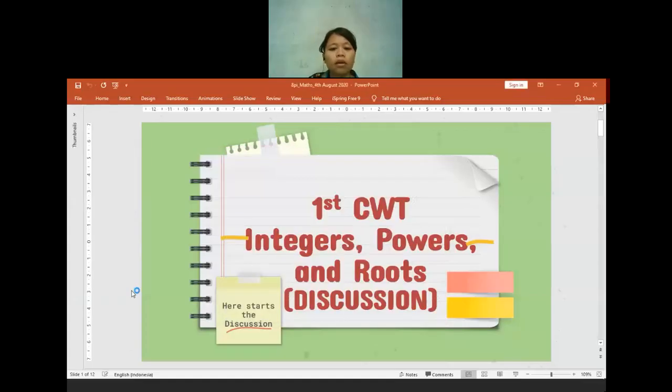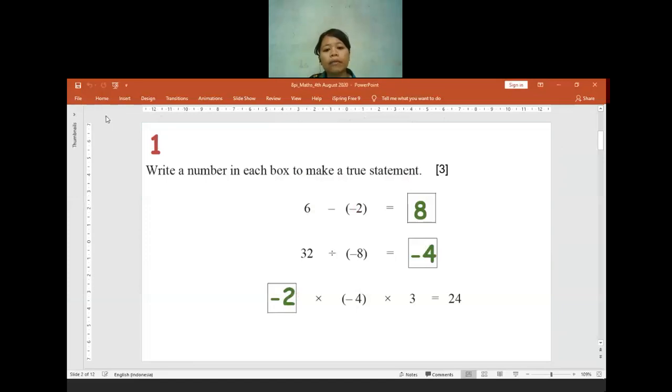Okay, for question 1, we already have the numbers and we have to find the answer, or complete the box, so that the equation will be correct. This is 6 minus negative 2. Remember, minus and negative can combine to become plus, so we can read it as 6 plus 2. So now we only have 6 plus 2, that's why the answer is 8.